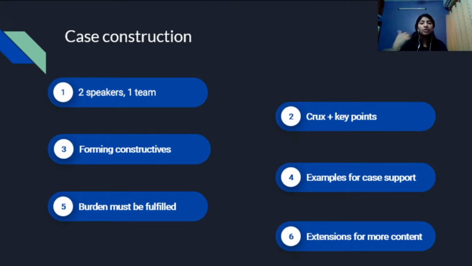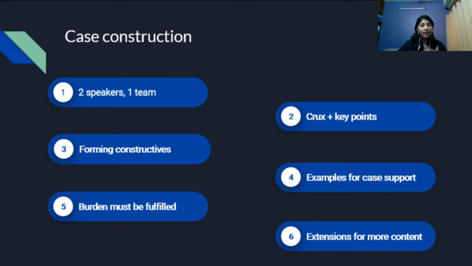You're going to have to explain why you shouldn't ban it, and so on and so forth. So yeah, that is point two, and point three is forming constructives. So constructives are basically arguments or basic points, and you analyze those to form your case. Analysis will be done by Ritika further down the presentation. But for now, I'm just going to tell you what exactly constructives are.